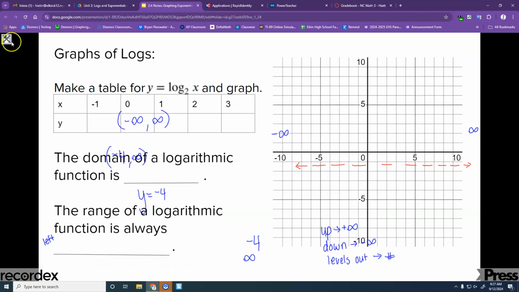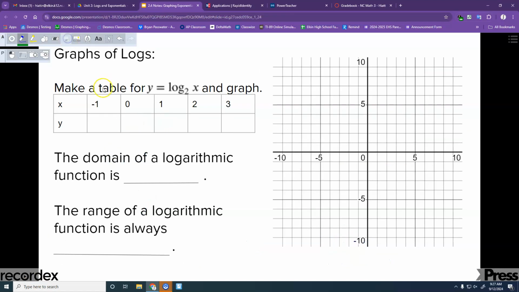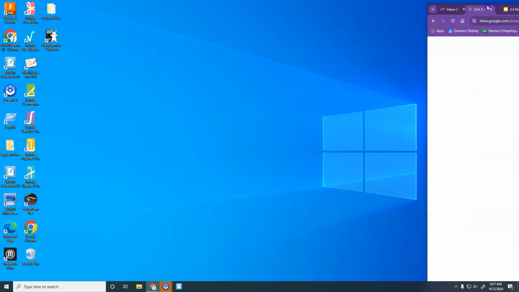All right, let's keep going. We need to look at graphs of logs. Okay, so for this, I've got to do log base 2 of 0, log base 2 of 1, log base 2 of 2, and so on. Okay? In fact, I might need to adjust my table a little bit here. Now, some logs I can figure out without a calculator, but we really did not do that very much, right? So let's just look at Desmos.